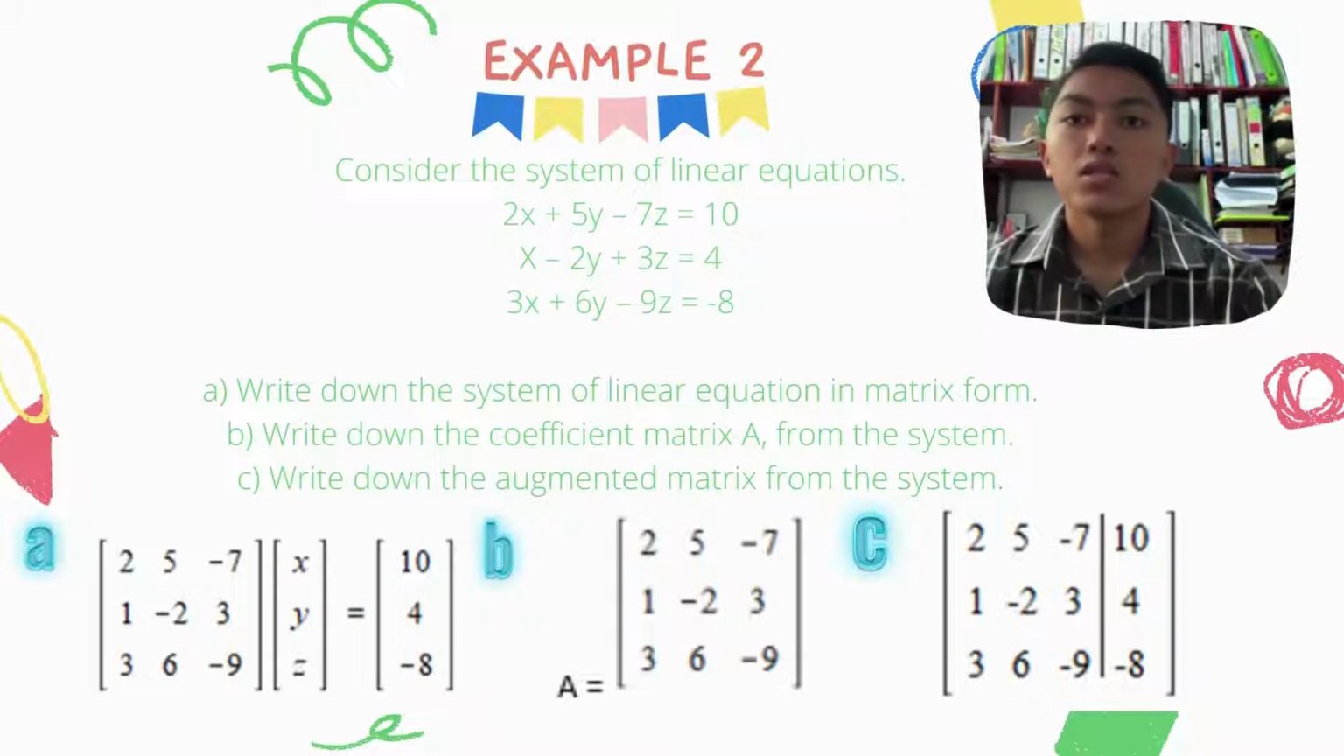B. Write down the coefficient matrix A from the system. So we just take the matrix A just like in example 2A. C. Write down the augmented matrix from the system. So we need to combine two matrices A and B with the vertical line between matrix A and B.